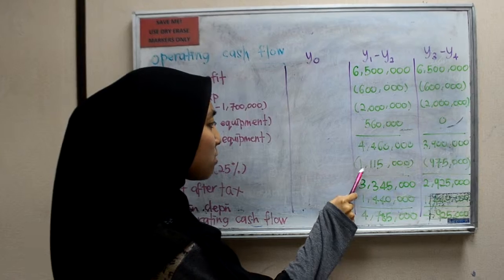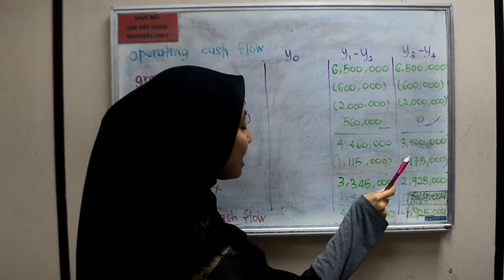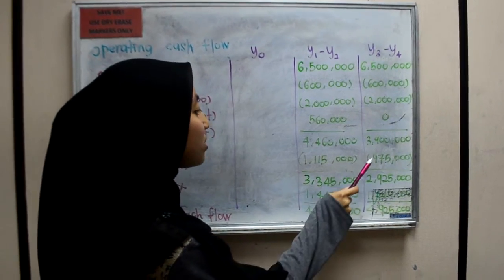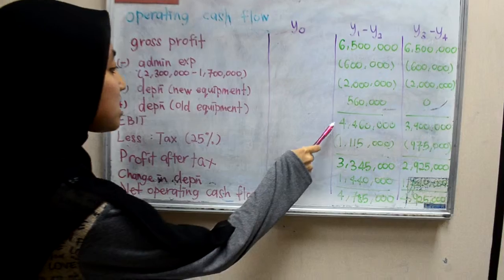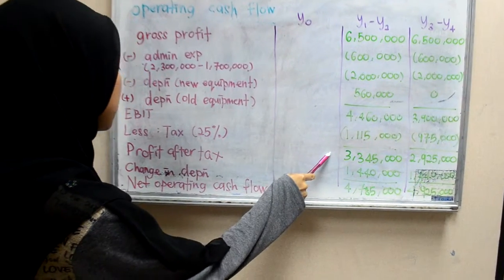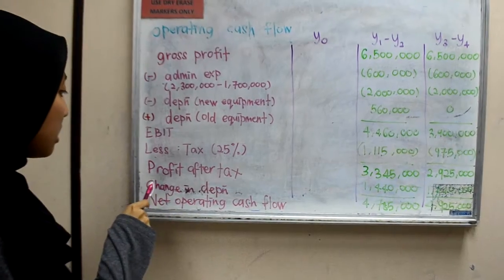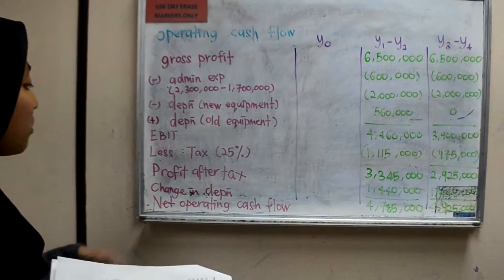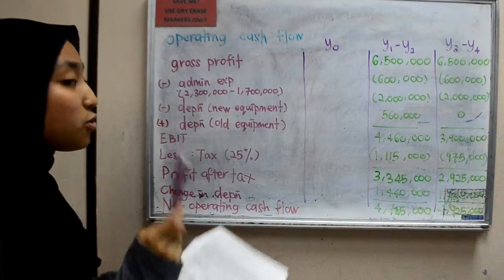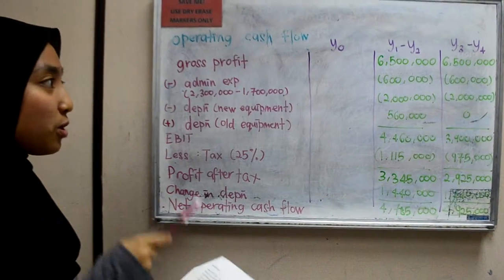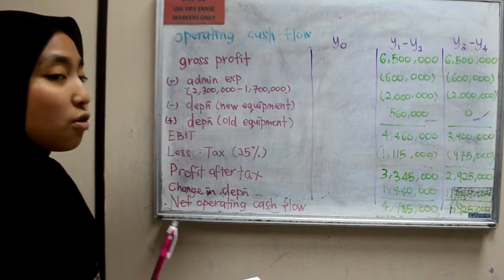We will get 1,115,000. This one is 975,000. And then after we deduct this amount from this amount, we will get the profit after tax. And then another thing in this operating cash flow is change in depreciation, which we will get from the depreciation of new equipment. We minus it with depreciation of old equipment.